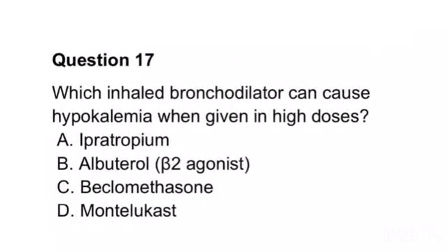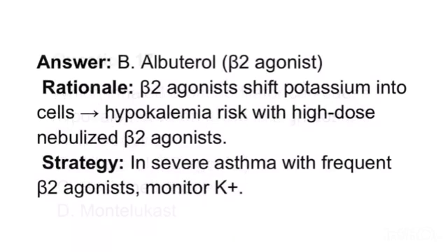Question 17. Which inhaled bronchodilator can cause hypokalemia when given in high doses? A. Ipratropium. B. Albuterol, beta-2 agonist. C. Beclomethasone. D. Montelukast. Answer: B. Albuterol, beta-2 agonist. Rationale: beta-2 agonists shift potassium into cells, hypokalemia risk with high-dose nebulized beta-2 agonists.